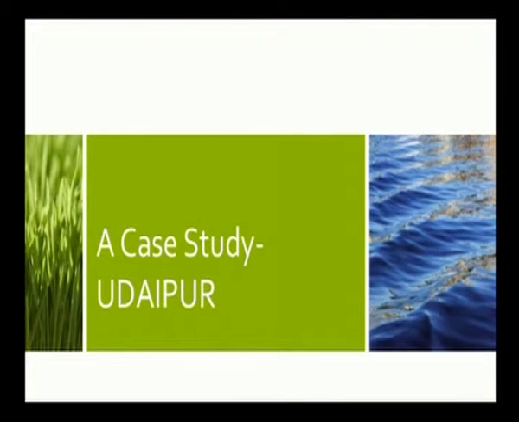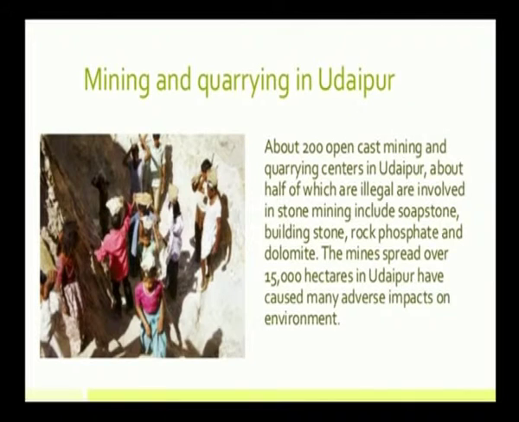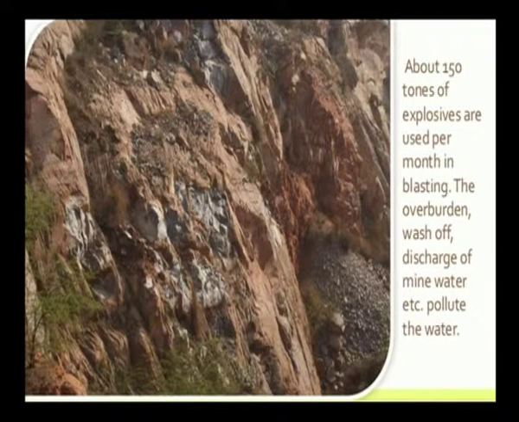This is another case study in Udaipur. There are about 200 open cast mining and quarrying centers in Udaipur, about half of which are illegal and are involved in stone mining including soapstone, building stone, rock phosphate and dolomite. These mines are spread over 15,000 hectares in Udaipur and have caused many adverse impacts on the environment. About 150 tons of explosives are used per month in blasting.